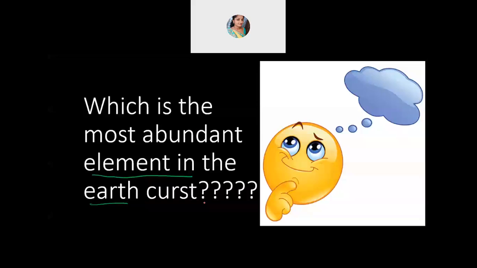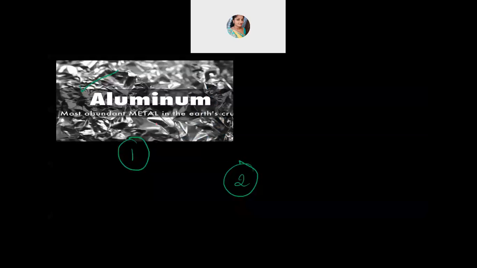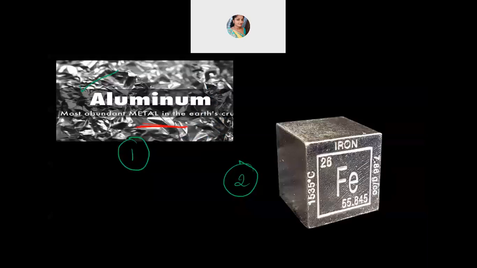Then we discussed the most abundant element in the earth crust, which is oxygen. Silicon is the second most abundant, first oxygen followed by silicon. Among metals, which you should also know since we are talking about extraction of metal, the most abundant in the earth crust is aluminium, and the second is iron. Aluminium is cheaper because of that abundance.